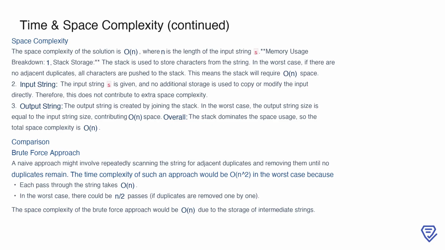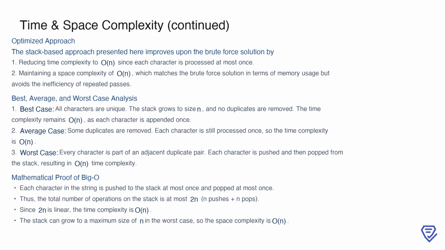When compared to a brute force approach, the efficiency of this method becomes evident. A naive solution would involve repeatedly scanning the string for adjacent duplicates and removing them until no duplicates remain. This leads to a time complexity of O(n squared) in the worst case due to repeated passes over the string, each taking O(n). Both approaches, however, share the same space complexity of O(n), as intermediate storage is required in either case. The stack-based approach offers a significant improvement over the brute force method by reducing the time complexity to O(n).